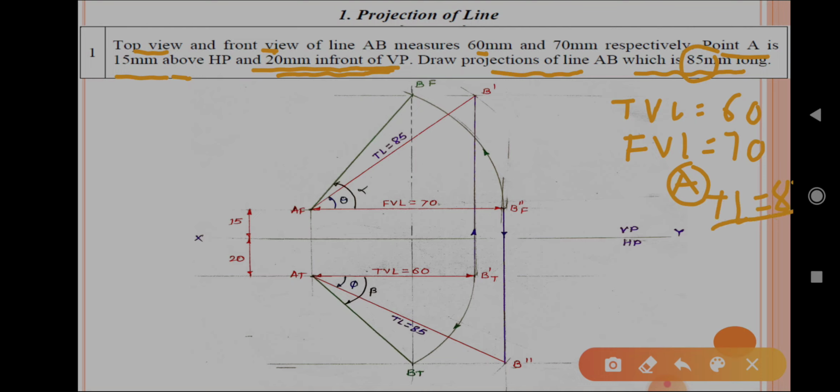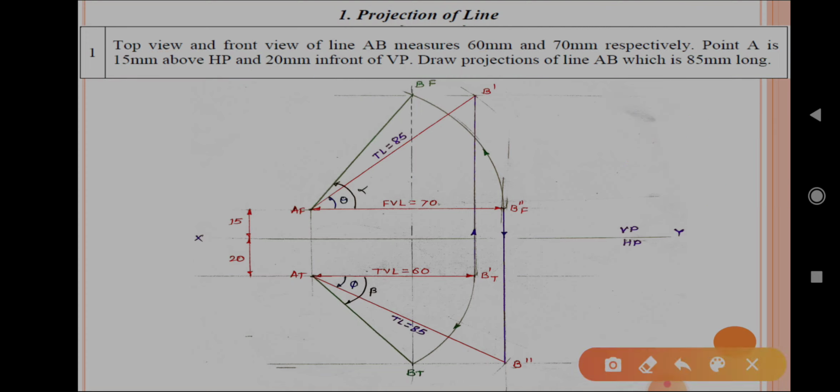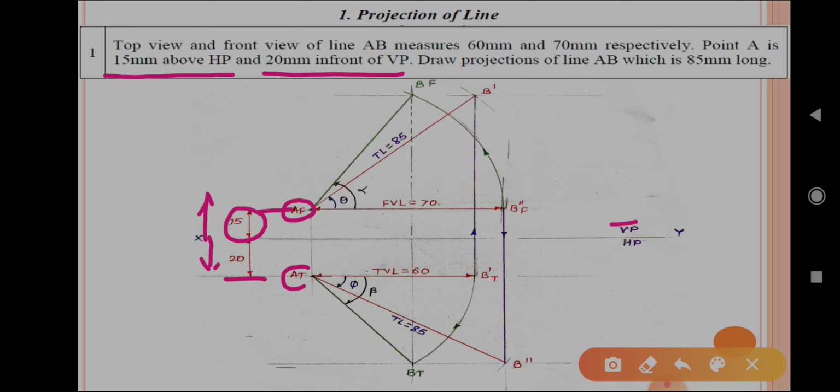So further, to solve this problem, for point A F, the front view, we can take 15 mm above HP. So this is 15 mm above HP, we can mark the point A, and 20 mm in front of VP. So 20 mm in front of VP we can take the point A T.